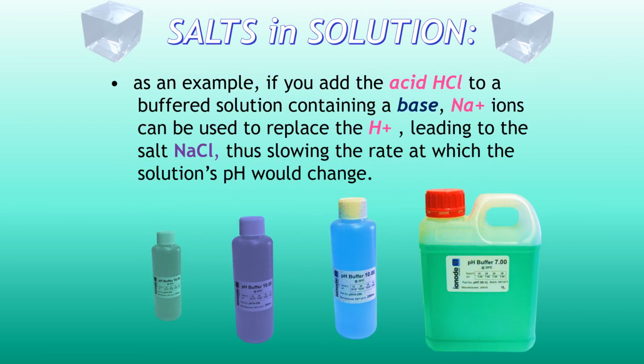For example, if you add the acid hydrochloric acid to a buffered solution containing a base, sodium ions can be used to replace the H plus, which leads to the salt sodium chloride. And this slows the rate at which the solution's pH would change. You'll notice in the picture we have several plastic containers, and they're actually labeled buffer solutions, and they have different pHs shown. For example, the big jug closest to us says pH buffer 7, whereas the blue cylinder says pH buffer 10. So different buffer solutions are made at different pHs for the purpose of doing chemical reactions at a particular pH.